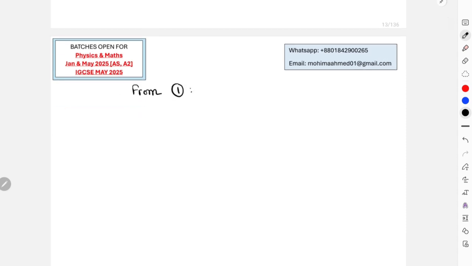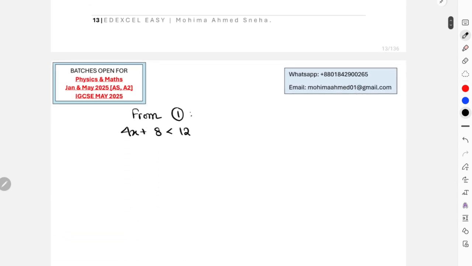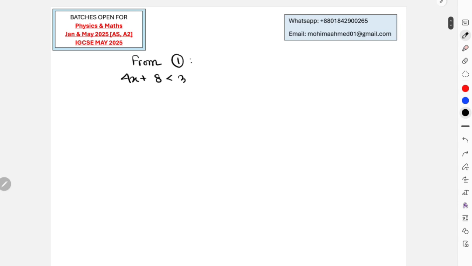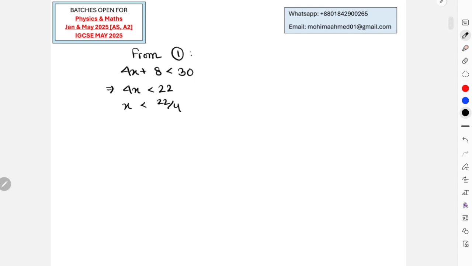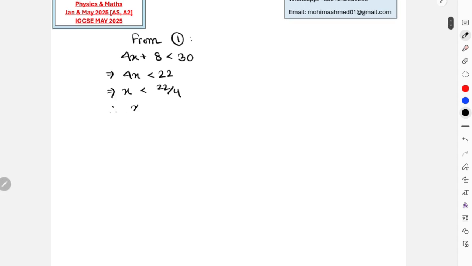From the first equation, that was of perimeter, which was 4x plus 8 less than 30, I think, right? Yeah, less than 30. I'll try to find the value for x. I have to find out the suitable range that is possible for both the equations. So in that case, this one turns out to be 4x less than 30 minus 8, which is 22. Eventually x is less than 22 over 4, so 30 minus 8 over 4, this one is 5.5. So from the first equation, we get the range x less than 5.5.